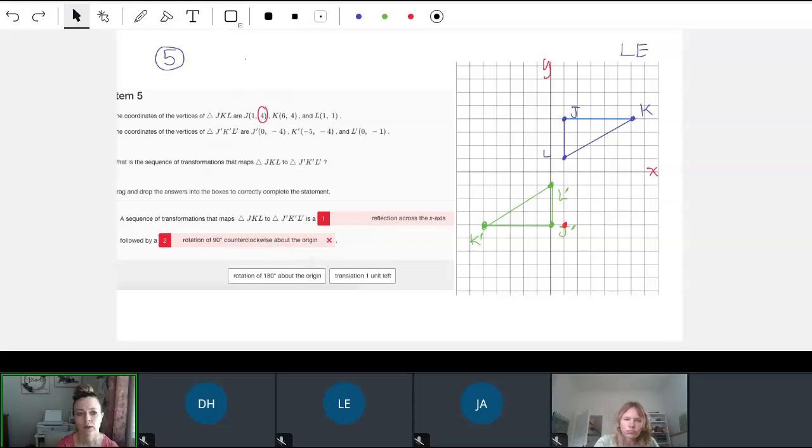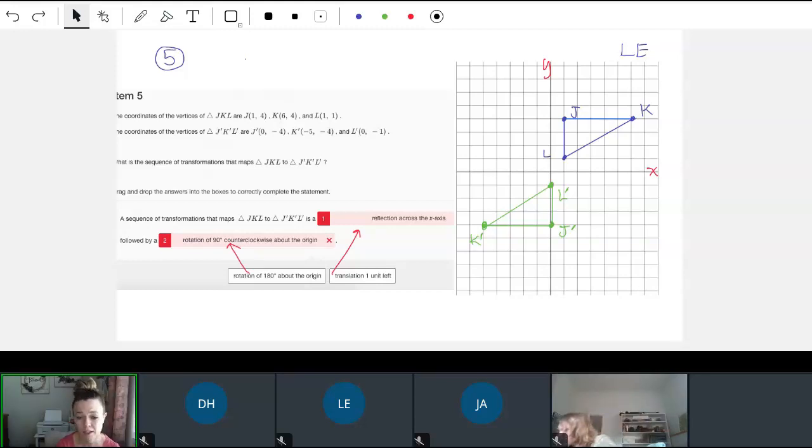Okay. So the correct answer would be translation 1 unit left. So it's actually this one should go in the first spot. And rotation of 180 degrees about the origin should be number 2. So let's try that and let's see if we end up where we're supposed to be.